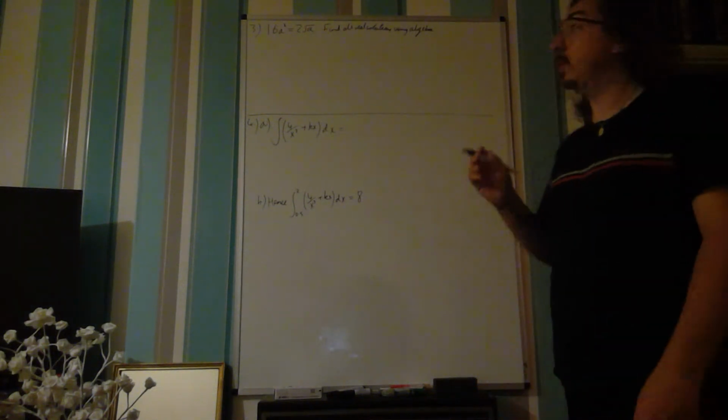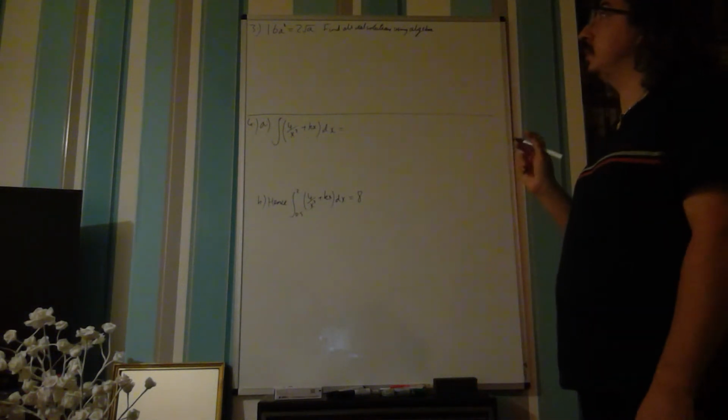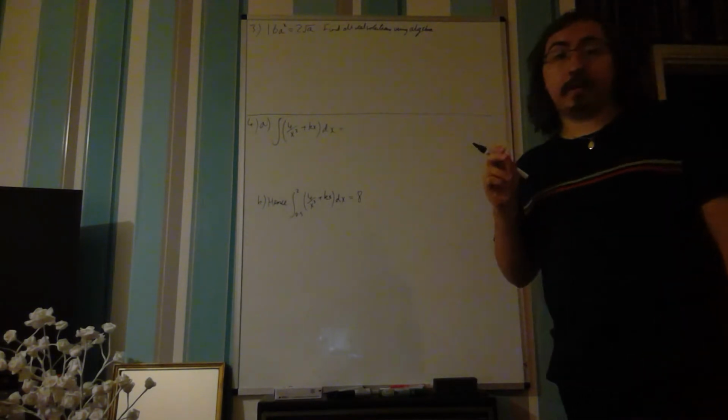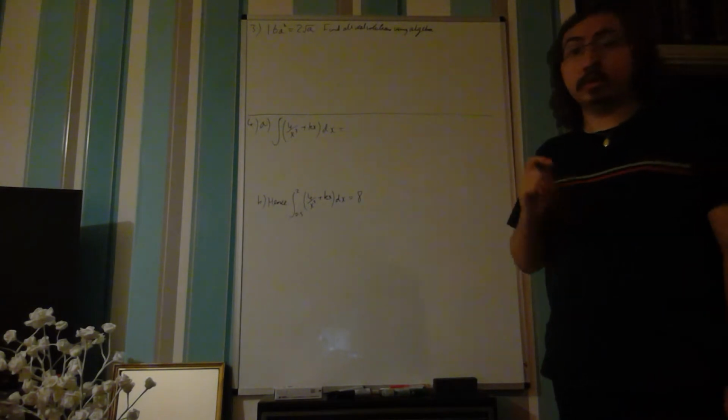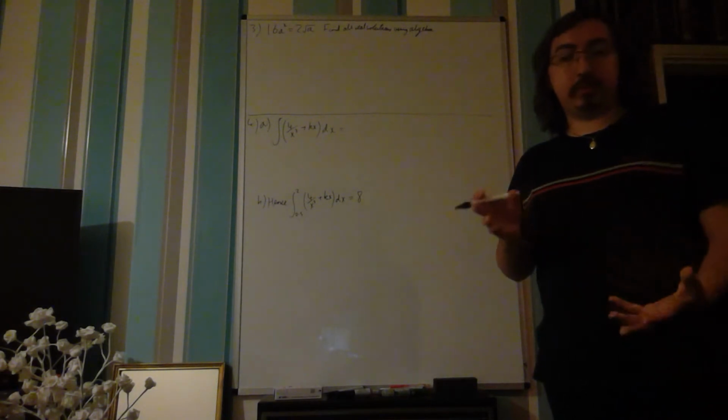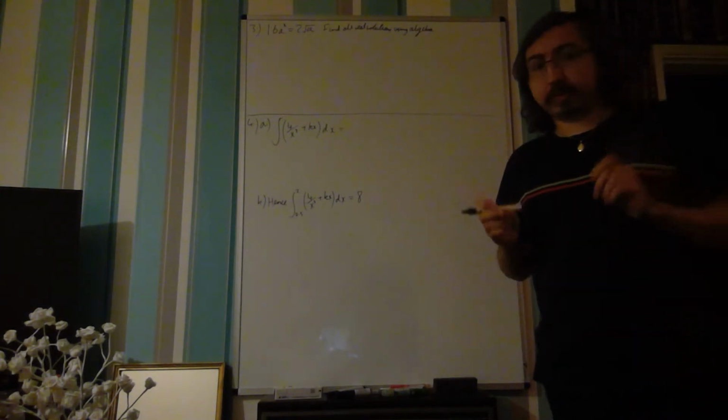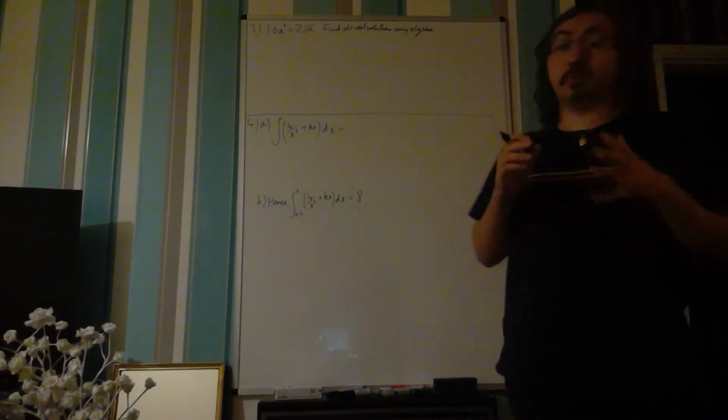So for question 3, we've got 16a squared is equal to 2 root a. We want to find all the real solutions for this using algebra. So you can't use trial and error and just substituting numbers, you'd get no marks because it specifically says in the question that you must use algebra.